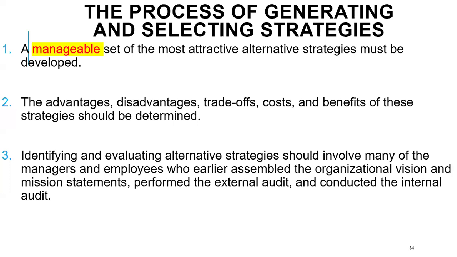The second stage in the process culminating to the generation and selection of strategy is to essentially compare the advantages and disadvantages, if you like, the cost and benefits outcomes of the attractive alternative strategies that have been developed in the first stage.